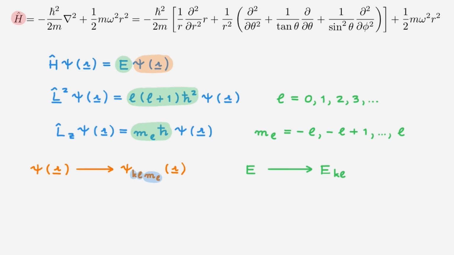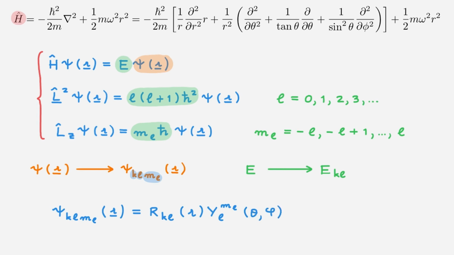The next key insight that we learned in the videos on central potentials is that these three equations imply that we can write the common eigenfunction psi as a product of a function R that only depends on the radial coordinate, and another function Y that only depends on the angular coordinates. These functions Y are called the spherical harmonics and are labelled by the angular momentum quantum numbers l and ml. We have a full video on these spherical harmonics, and as always, you can find the link in the description.